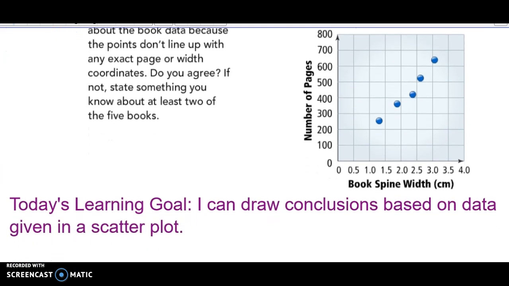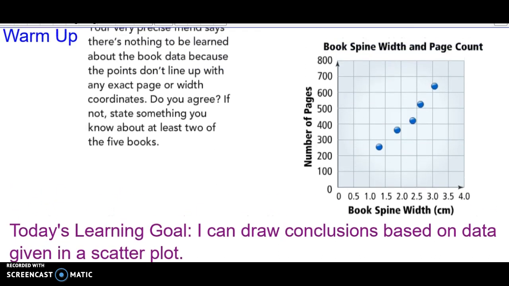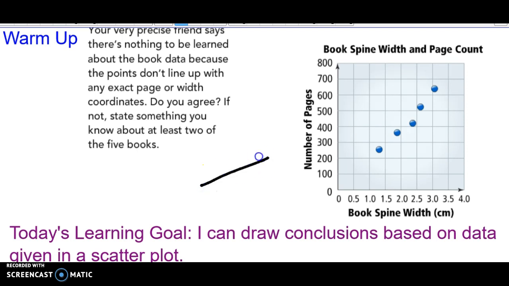So our learning goal for today is to draw conclusions based on data given in a scatter plot. A scatter plot is going to look something like this. Similar to most graphs that you're familiar with, we have a title that tells us about the data contained in our scatter plot. We have our x-axis labeled with a scale and units of measurement, and we have our y-axis labeled with the scale. You'll notice that these scales are different, which is fine as long as they are labeled. And then each of these points represents the relationship between these two variables.